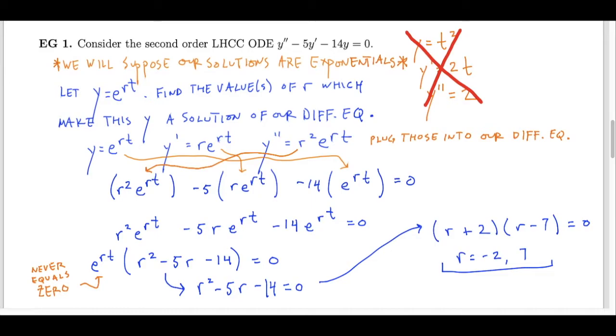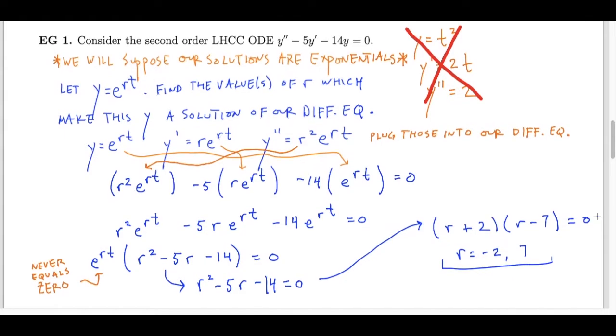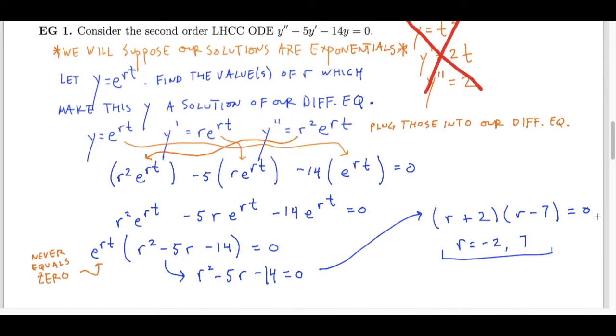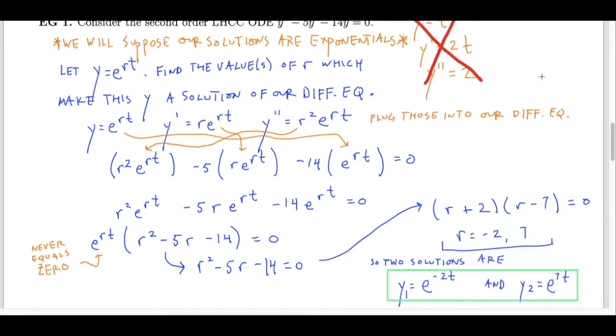This particular quadratic factors nicely, and I can pretty quickly identify that the two roots of this quadratic equation are r equals -2 and r equals 7. So note that this actually gives me two separate solutions to my original differential equation. Here I've written those two separate solutions as y sub 1 and y sub 2. I have y sub 1 equals e to the -2t, and y sub 2 equals e to the 7t. And if you felt like it, you could take these specific exponential functions and plug them back into our differential equation, and you would confirm that both of these are in fact solutions to our differential equation.